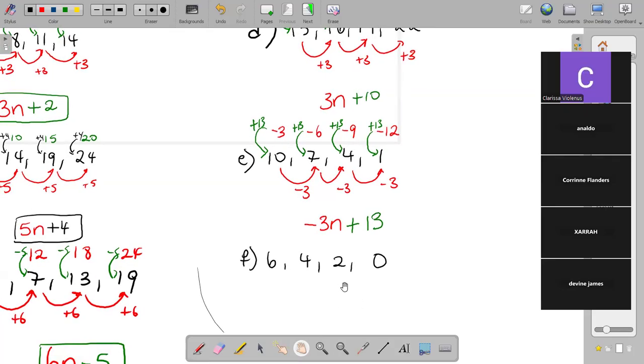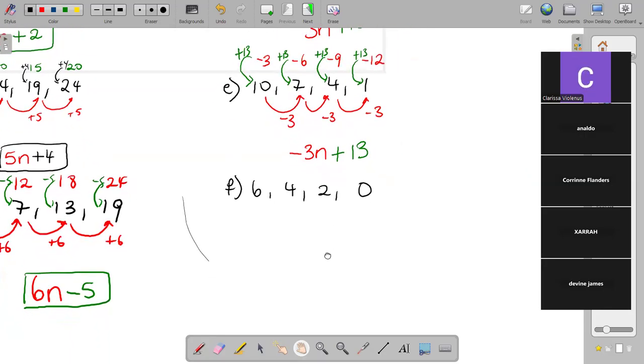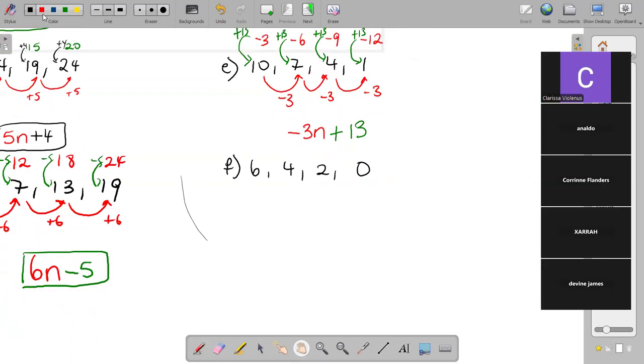So let me see if everybody else agrees or disagrees. Is that true? Very good, guys. From 6 to 4, that means you got to subtract 2. From 4 to 2, you got to subtract 2. From 2 to 0, you got to subtract 2. So what does that mean? The base of our formula is negative 2n. Then we got to put these multiples at the top. So this would be negative 2.